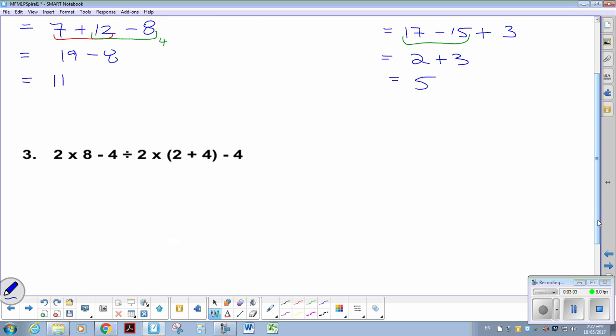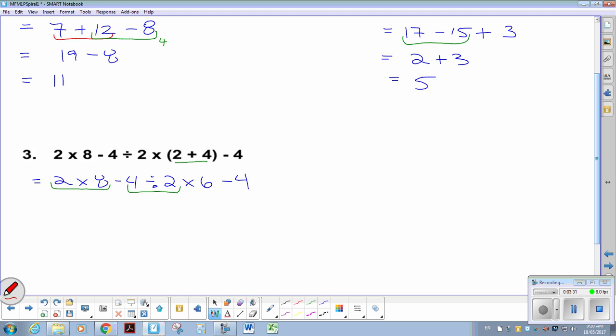Final example. So again, we're going to start with our brackets. Take care of this first. So 2 times 8 take away 4 divided by 2 times 6 minus 4. So 2 plus 4 gave me the 6. Now I got to do the multiplication, division and multiplication in the order they appear. So I can do those two, 2 times 8, and then subtract. I can do the 4 divided by 2 because that subtraction sign is separating them.